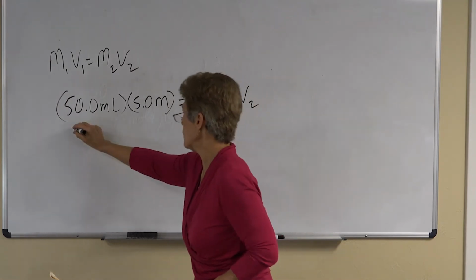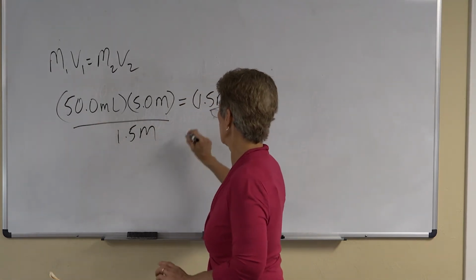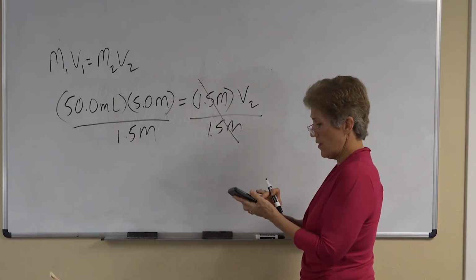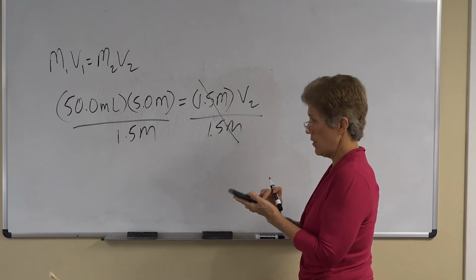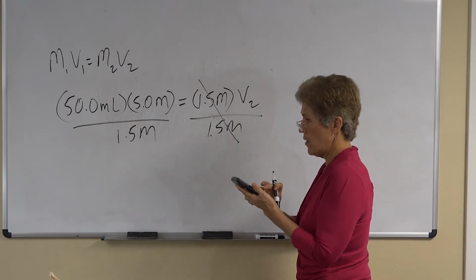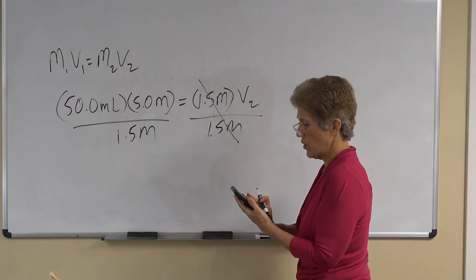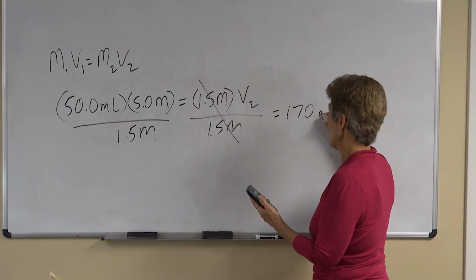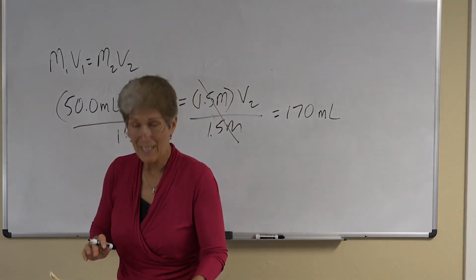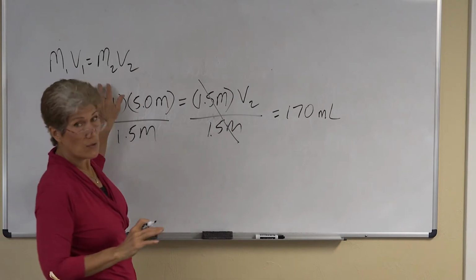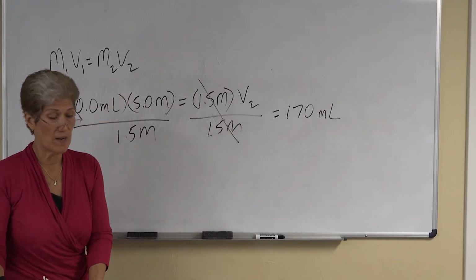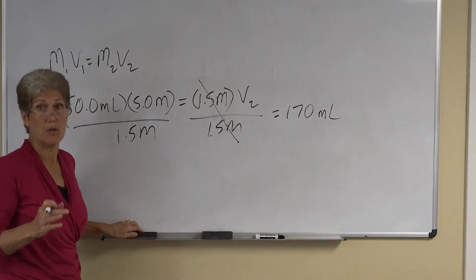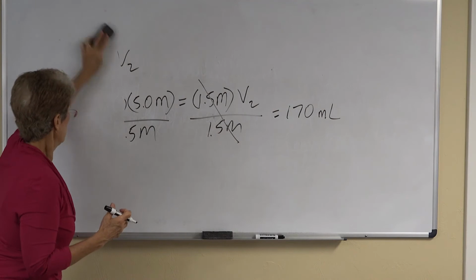So we know we're going to divide both sides by 1.5 molar. And so that's going to give us 50 times 5 divided by 1.5, and in two significant figures, it gives me 170 mils, which is exactly the answer we got the other way. So we can use this one. Sometimes the significant figures will give us a slightly different answer, but not all of the time. So now you've seen it both ways. I think this one's easier, but that's just me.